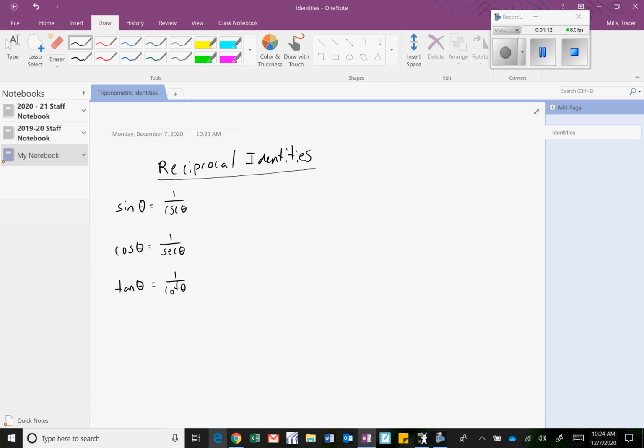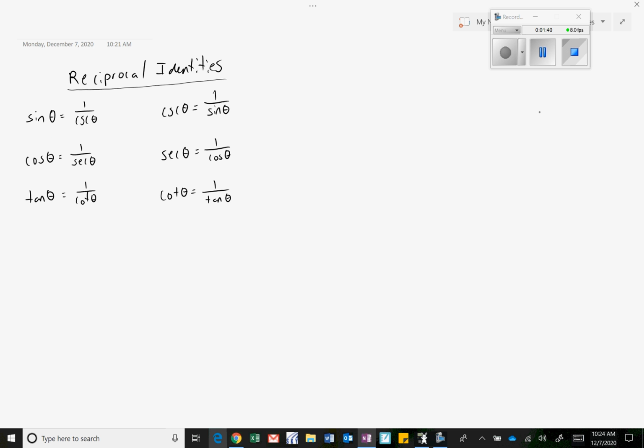And of course we have them the other way around, so the cosecant of theta equals 1 divided by the sine of theta. The secant of theta equals 1 divided by the cosine of theta. And then of course the cotangent of theta equals 1 divided by the tangent of theta. Let me make this a little bit bigger. Okay. So these are the reciprocal identities that we're going to eventually need.